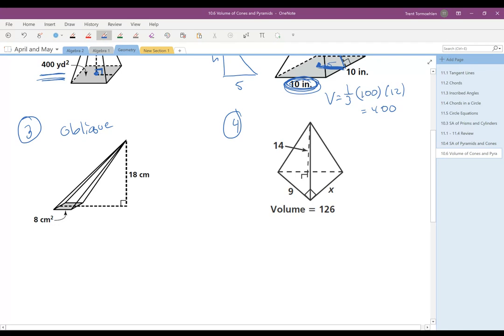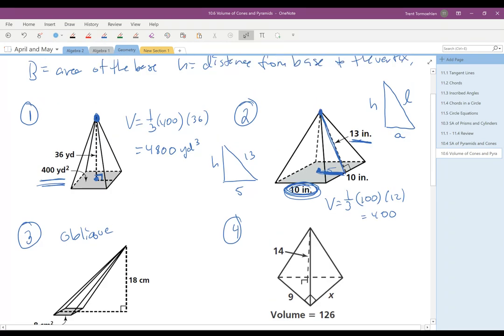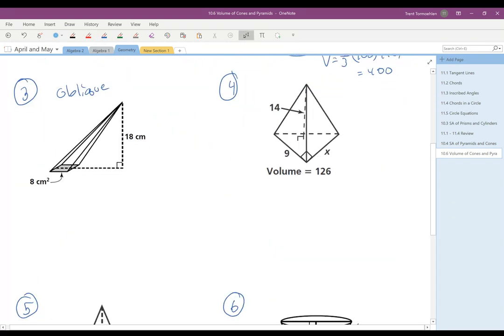Certainly the faces, finding the surface area of this would be very hard because each of those triangles are not the same like these first two problems, and so finding it would be difficult. But volume is actually very easy. It's just the exact same thing as if the center was right above it.